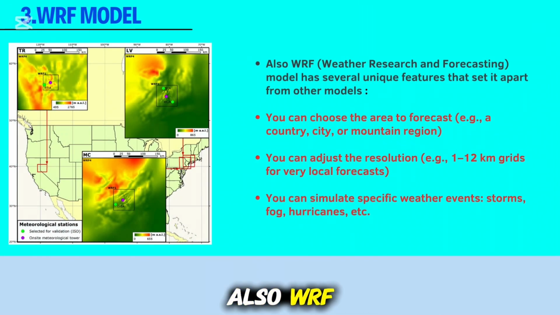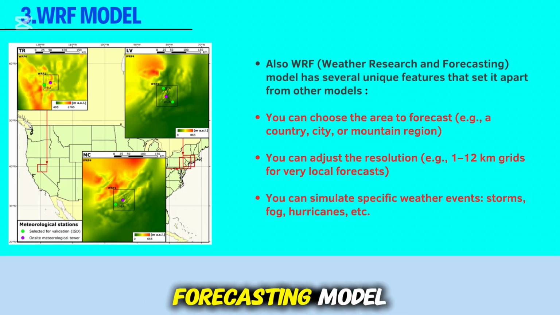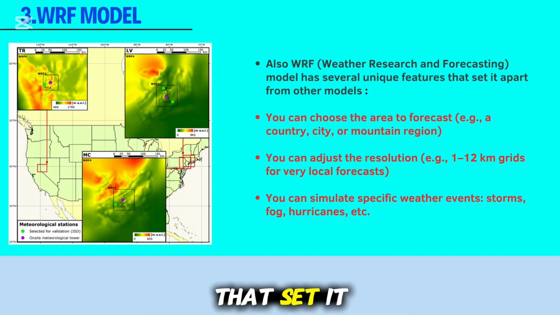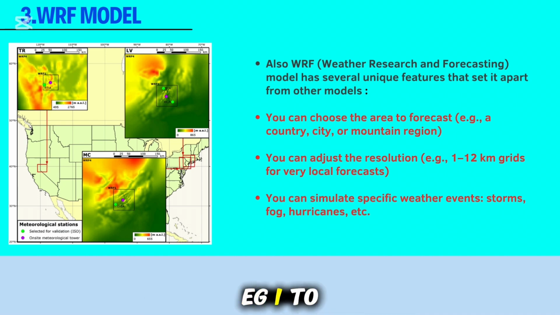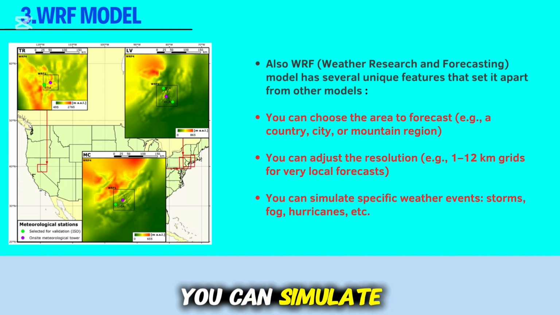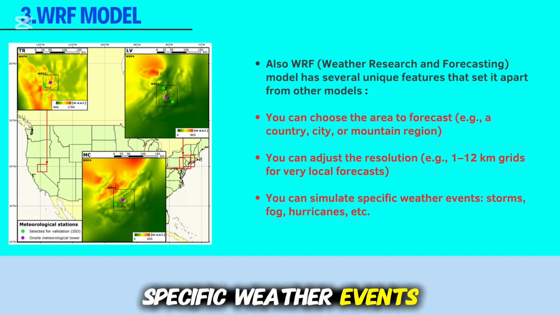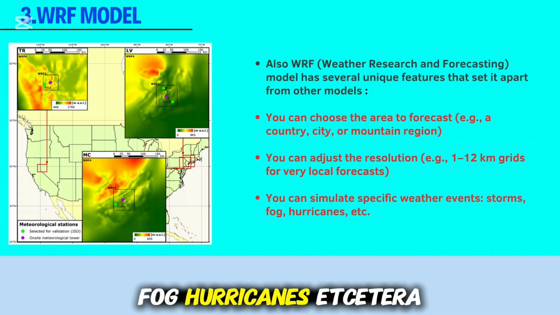Also, WRF, Weather Research and Forecasting Model, has several unique features that set it apart from other models. You can choose the area to forecast, e.g., a country, city, or mountain region. You can adjust the resolution, e.g., 1 to 12 kilometer grids for very local forecasts. You can simulate specific weather events: storms, fog, hurricanes, etc.